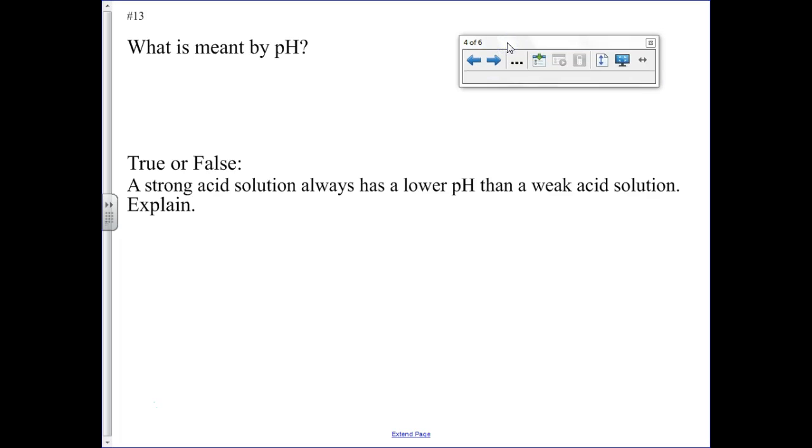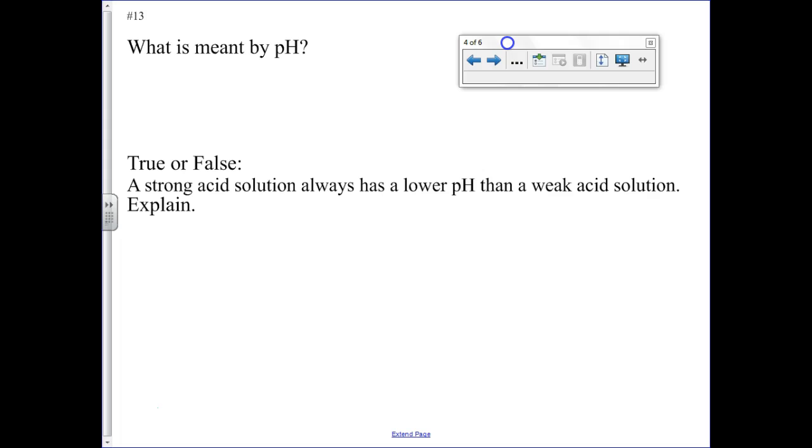This is number 13 from your book. And I want you to think about, first off, what is meant by pH? Does anyone know what that actually stands for? Apart from pH less than 7 is acidic, pH greater than 7 is basic, pH 7 is neutral. So the pH measures the concentration of hydrogen ions. Okay, it's a measurement of that. That's a good guess.